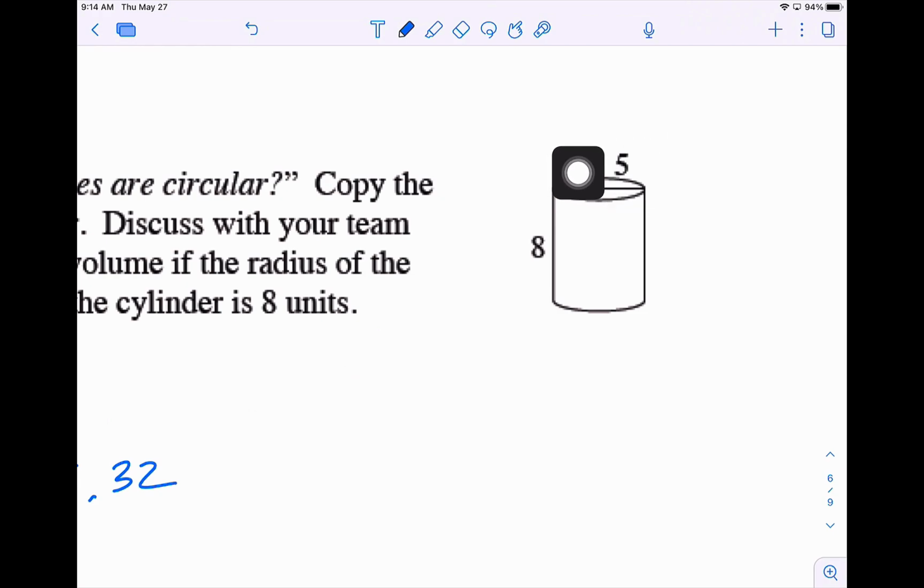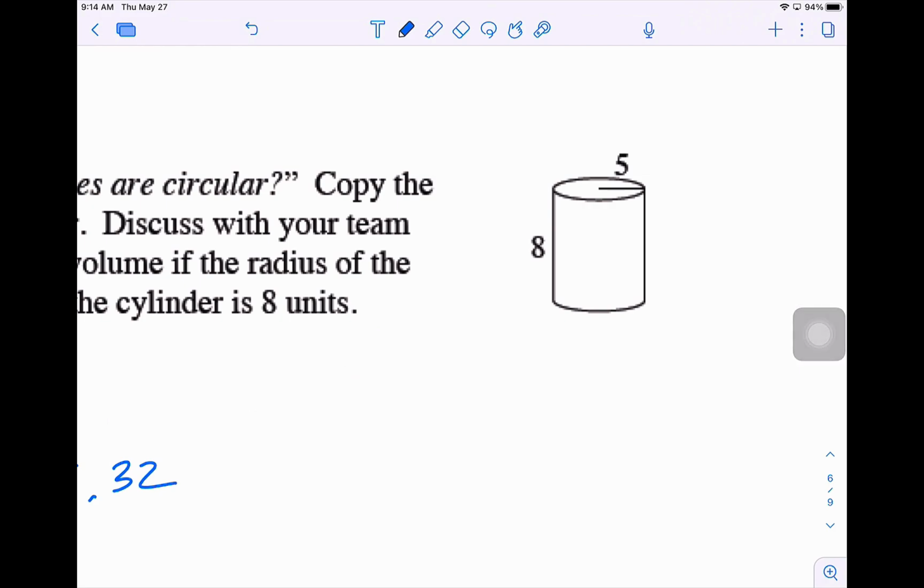We've got a circular top and a circular bottom. Circle on top and bottom, we have to find the area. You already had to do it for the volume anyway. Pi times 5 squared, and then you double it because you've got two of those bases. Then Aubrey said she found the circumference and multiplied it by 8. Why did you find the circumference? Because it's all the way around the circle.